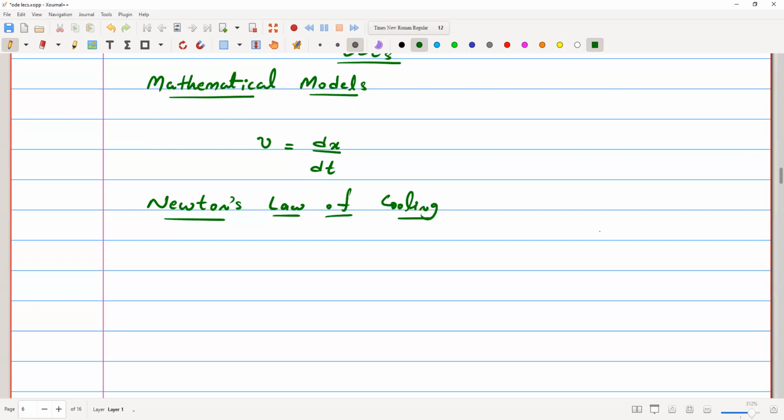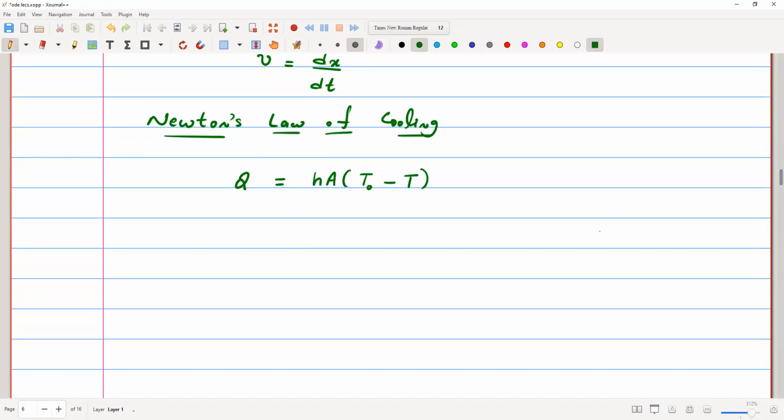Newton's law of cooling says that the heat flow is equal to H times A times (T naught minus T). Now we will describe what these elements, these notations mean, right? So Q is simply the rate of heat transfer.